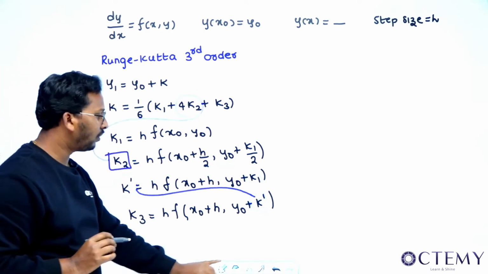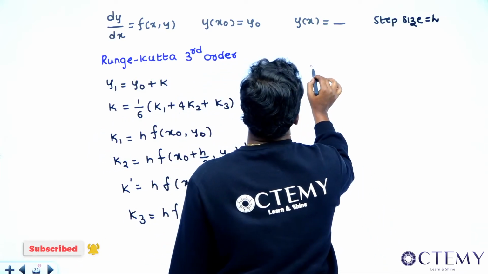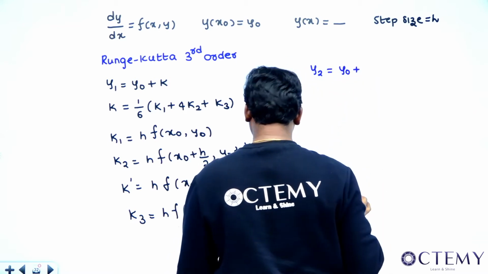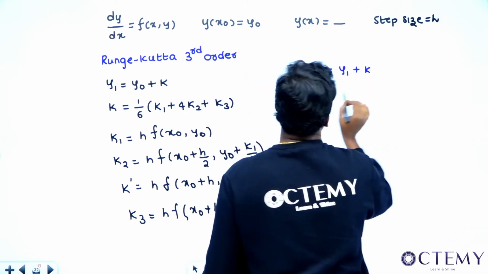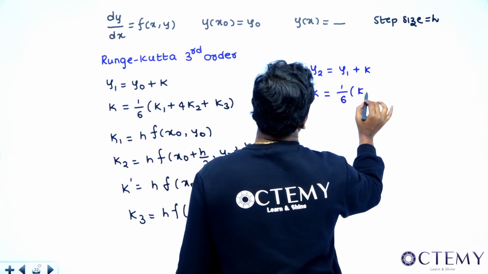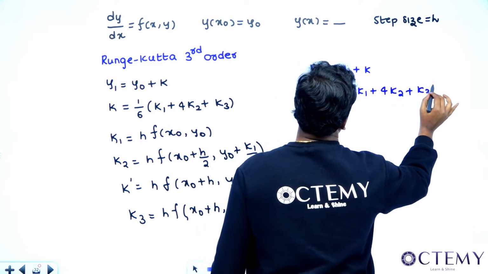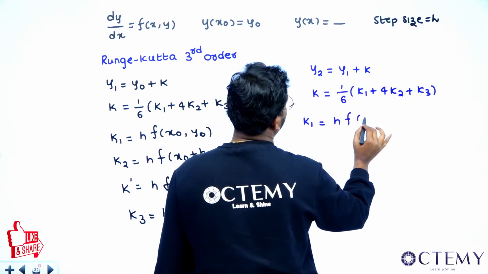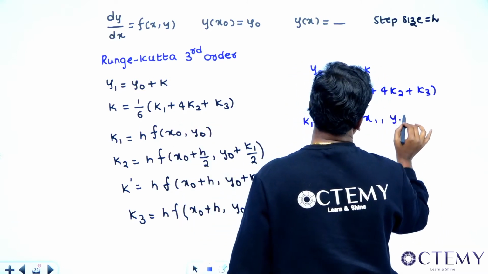I have written y1. If I want to write the same thing for y2, how will it be? Your y2 will be simply y1 plus k. And what will be the k value? Again, weighted, that means 1 by 6 times k1 plus 4k2 plus k3. Then what will be k1? Your k1 will be h times f, with x1, y1 instead of x0, y0.